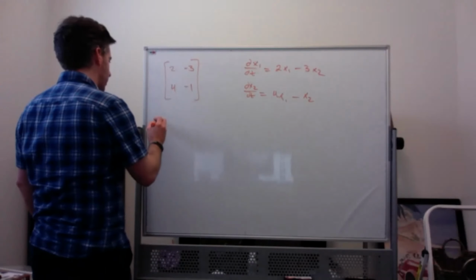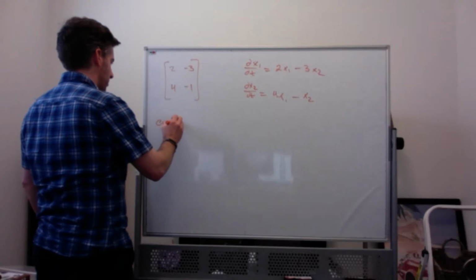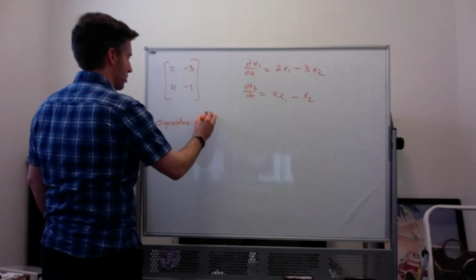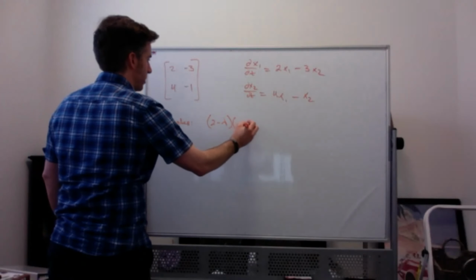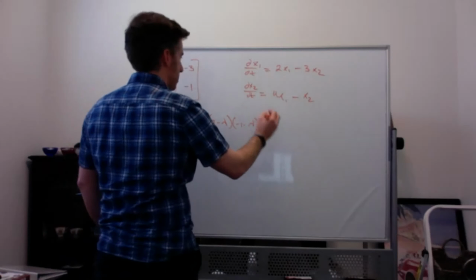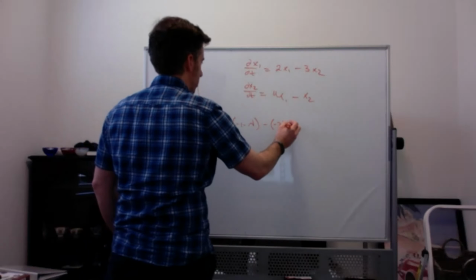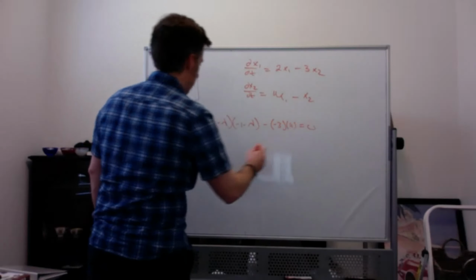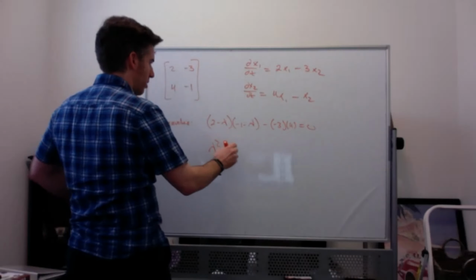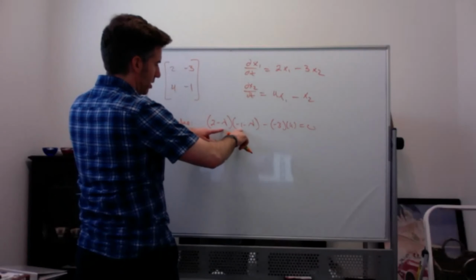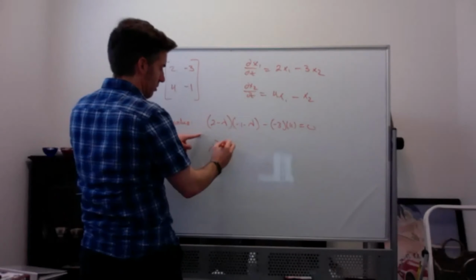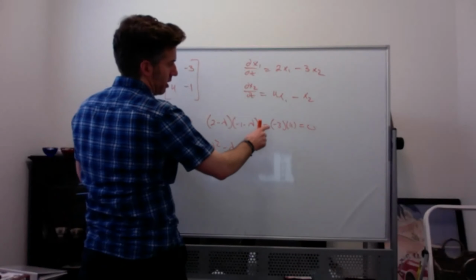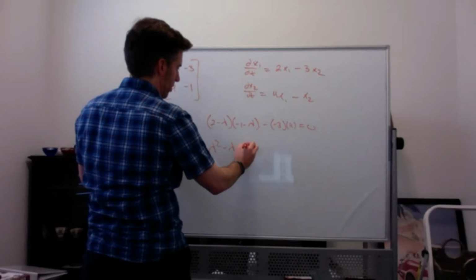So I'm going to find the eigenvalues. I'm going to do (2 minus lambda) times (negative 1 minus lambda) minus (negative 3) times 4 equals 0. And I get lambda squared, I get a minus lambda minus, sorry, a plus lambda minus 2 lambda. So that's going to be a minus lambda overall. And minus 12 is plus 12.